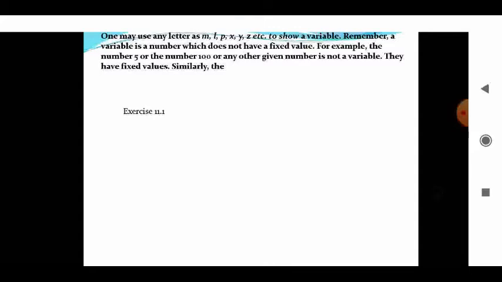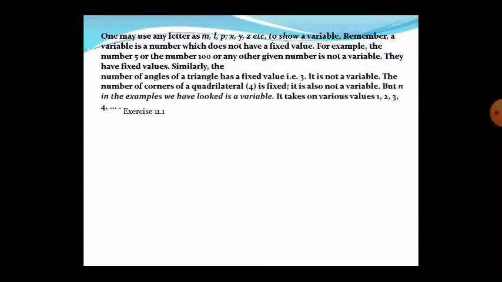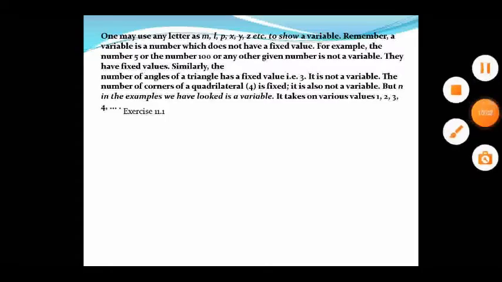They have fixed values. Similarly, the number of angles of a triangle. How many angles are there in a triangle? 3 angles. So 3 is fixed. The number of corners in a quadrilateral, there are 4 corners in a quadrilateral. So 4 is also fixed. It is also not a variable, right? 3 and 4 are not variables. But n, the example we have looked at, is a variable. n takes various different values.